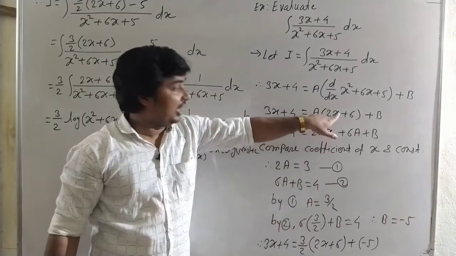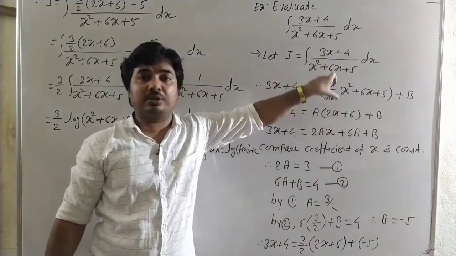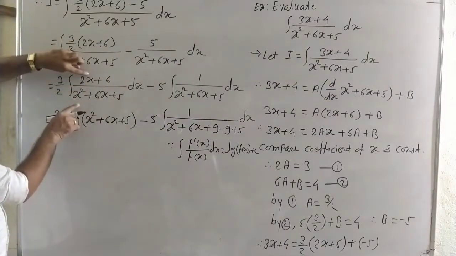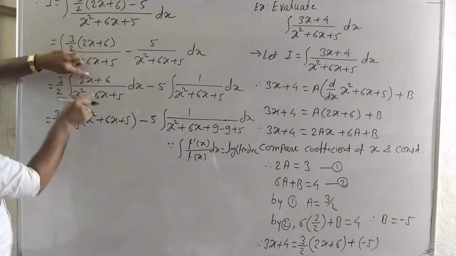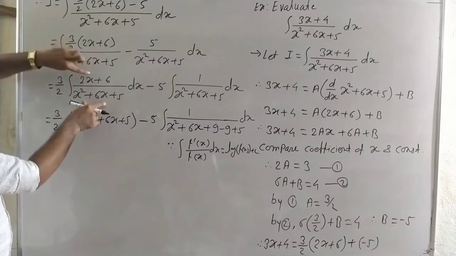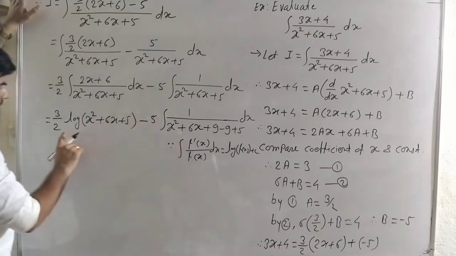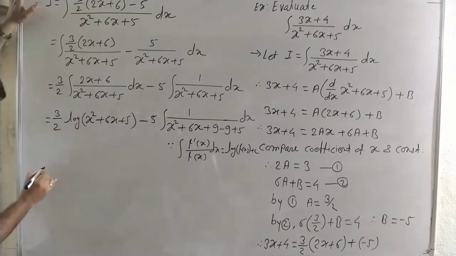It is 2x plus 6, and 2x plus 6 is the derivative of the quadratic function. Now here it is a linear function upon a quadratic function, but this linear function is exactly the derivative of the denominator, that is f dash of x upon f of x. So this integral becomes log of f of x. Okay, now we can solve.